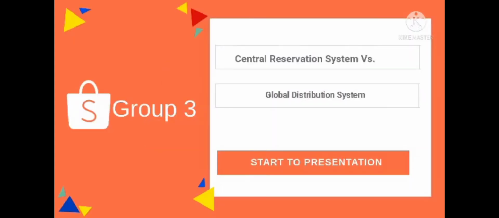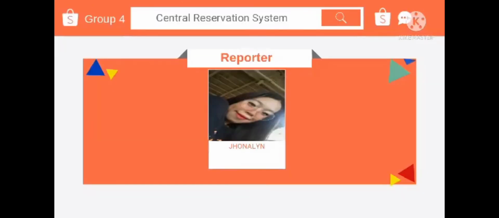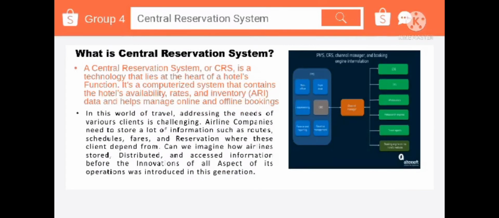Our topic for today is Central Reservation System versus Global Distribution System. What is a Central Reservation System? A Central Reservation System, or CRS, is a technology that lies at the heart of hotel function.